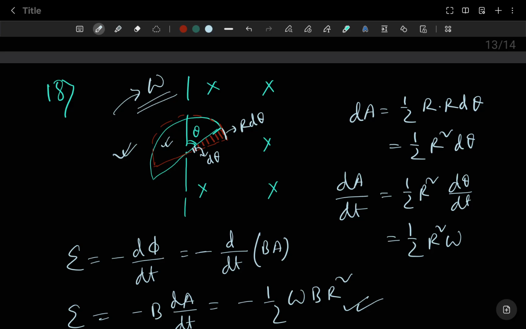Okay, so once if you consider the induced EMF to be negative, the next time you have to consider it to be positive. Then again it's negative and positive, alternately it will go on like this, as this loop will go on rotating. Okay, the thing is very simple.